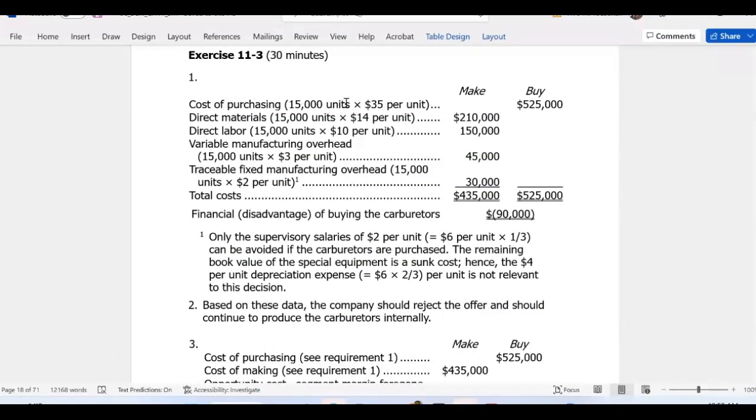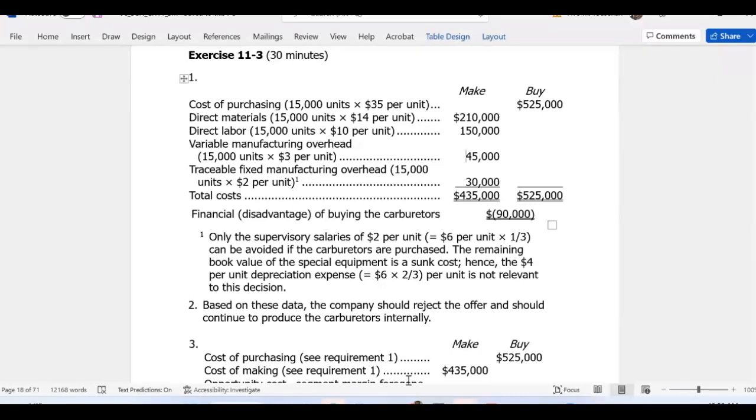So cost of purchasing is 15,000 units at $35 per unit. That costs us, if we buy from outside, $525,000. If we wanted to make it inside, we have to pay for direct material, direct labor, and variable manufacturing overhead, which will happen no matter what. And $2 traceable fixed manufacturing overhead. That's $29 times 15,000 units. That's the actual cost that we really need to pay if we want to produce inside, okay?